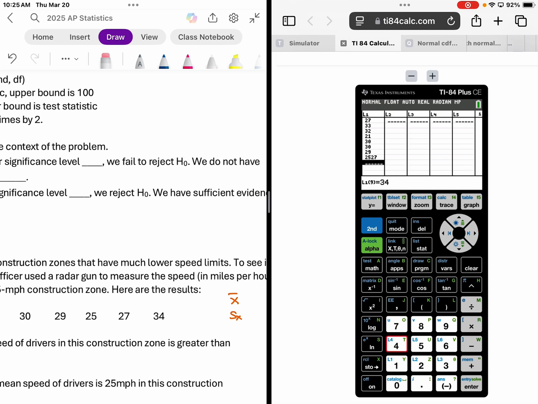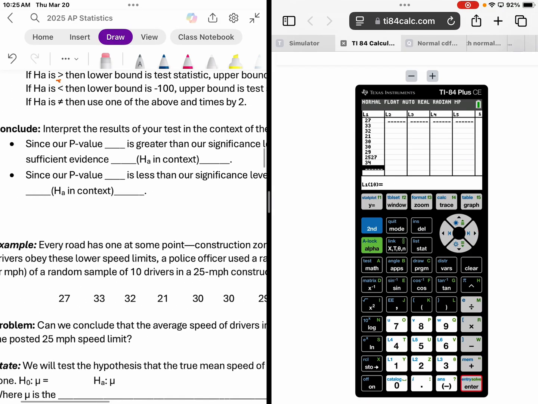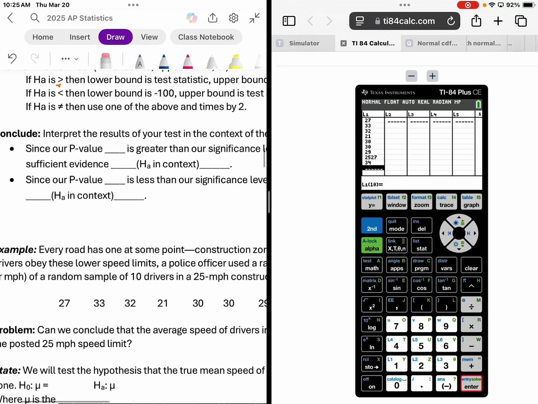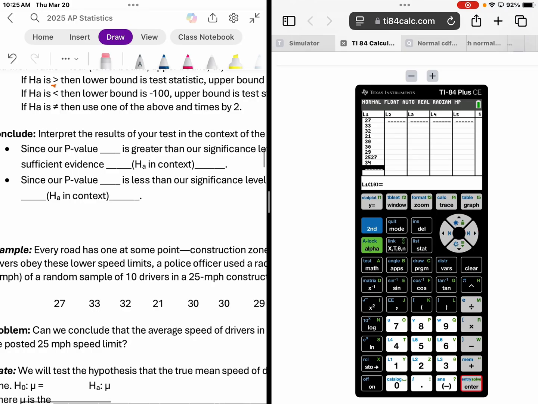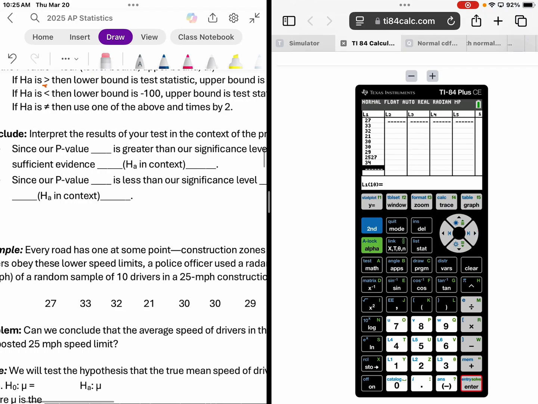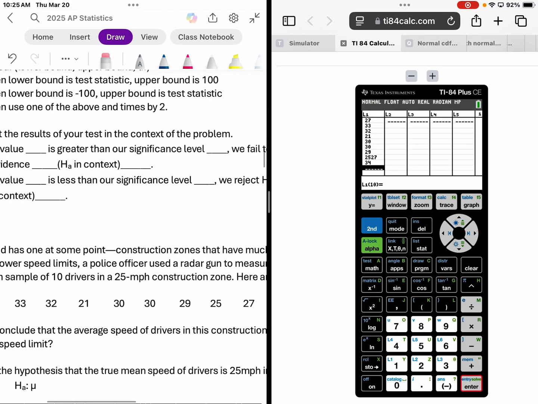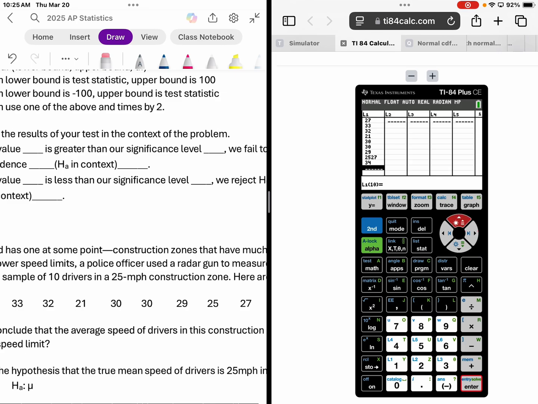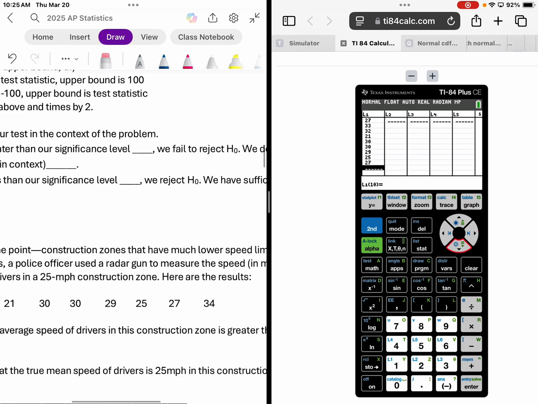All right, so I think I missed one. 27, 33, 32, 21, 30, 30, 29. My 25 and 27 were on the same line. That's why. 27 and 34 was the last one. All right, that looks good.